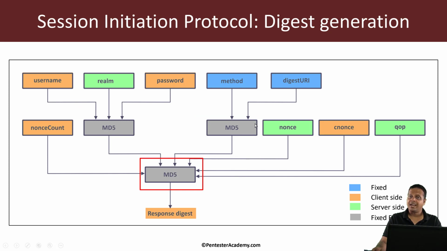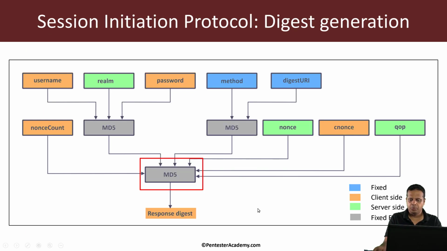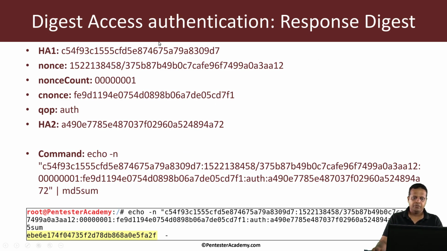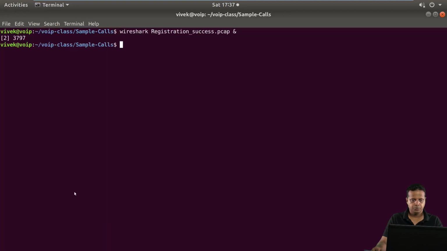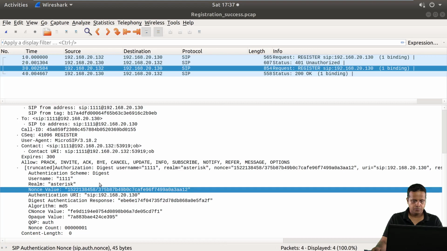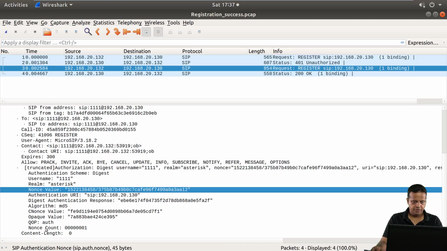Finally, we take the two hashes we've already calculated and then take the nonce count, the nonce, the cnonce and QOP, concatenate all of them and take the final MD5 hash, which is the response digest. So if you look at it, we take the first hash which we calculated, which is right here, followed by the value of the nonce. So if we go in here, you can see that here is the nonce value, which is what we've taken. Colon the nonce count. This is also there in the packet. So we can see that here is the nonce count.